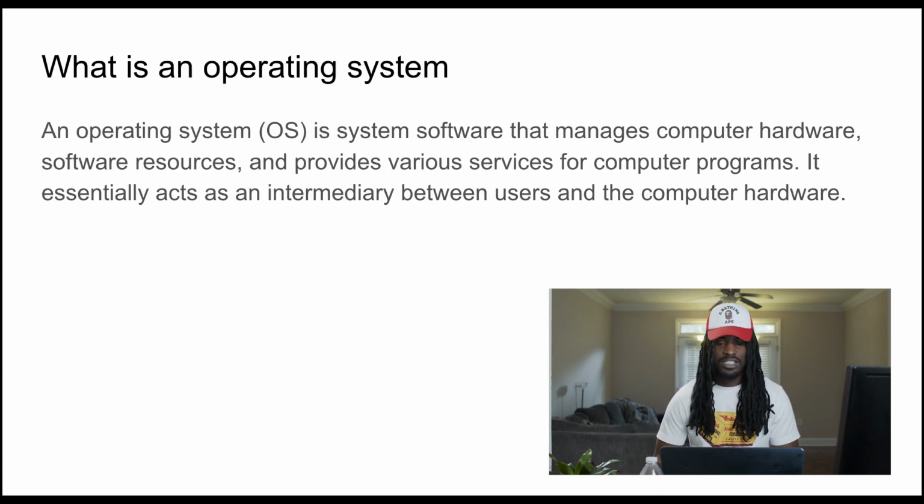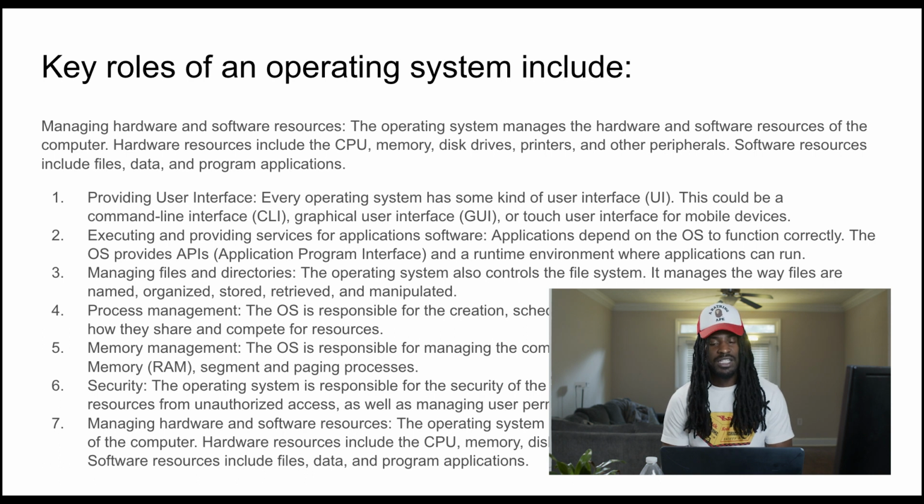So when we talk about operating systems, a lot of people have a basic idea of what an operating system is, but we're going to break it down to an even more basic level. An operating system is a system software that manages computer hardware, software resources, and provides various services for computer programs. It essentially acts as an intermediary between users and the computer hardware. So common operating systems are going to be Windows 11, Windows 10, Windows 8, Mac iOS, Mac OS. iOS is for, I think, mobile devices, and OS is computers. Linux is another open source operating system. Those are just some key examples.